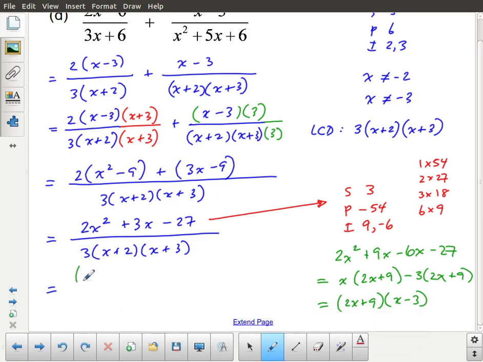So it's going to be 2x plus 9, x minus 3, all divided by 3 times x plus 2 times x plus 3. So there are no common factors between numerator and denominator, and we restate our restrictions. X is not equal to -2 or -3.